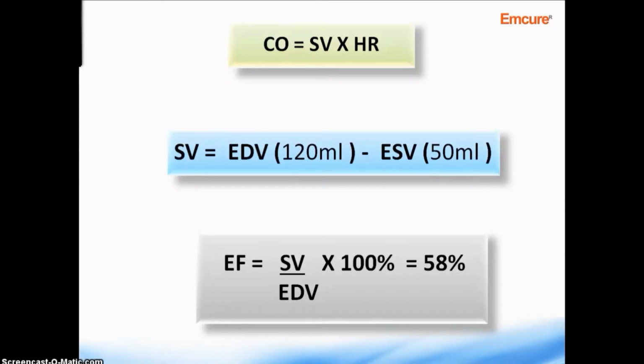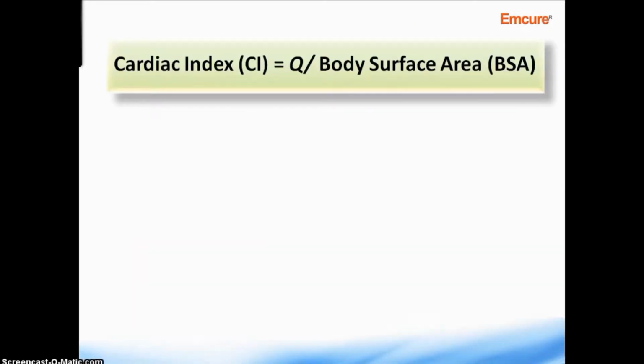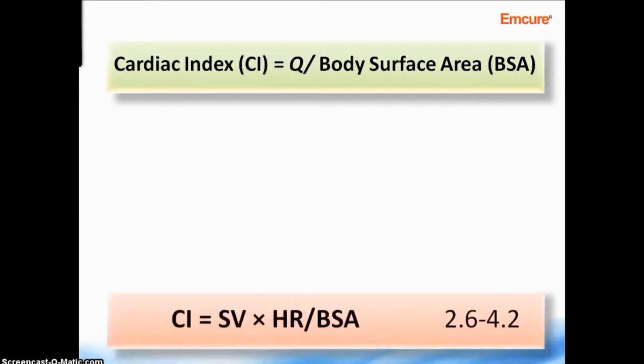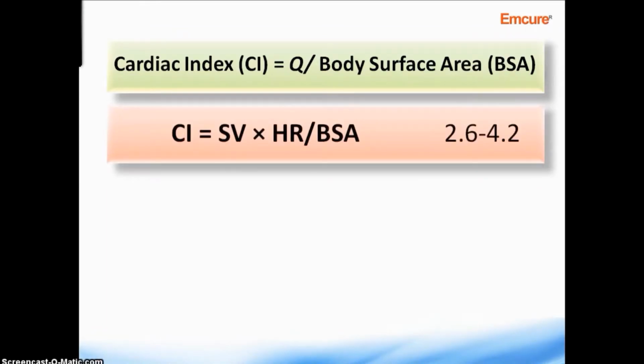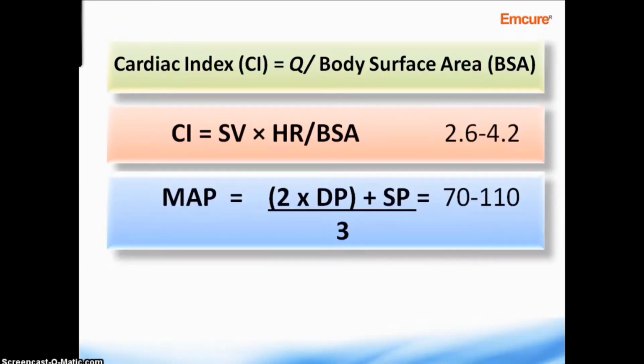Then you calculate the ejection fraction. Ejection fraction is equivalent to SV upon end diastolic volume into 100%, and approximately ejection fraction in a normal person is equal to 58%. Then you have the next formula, to be precise, the cardiac index. The cardiac index is equal to Q divided by body surface area, where cardiac output is SV into HR, that is cardiac output upon body surface area. This is just a recap of what we are doing.